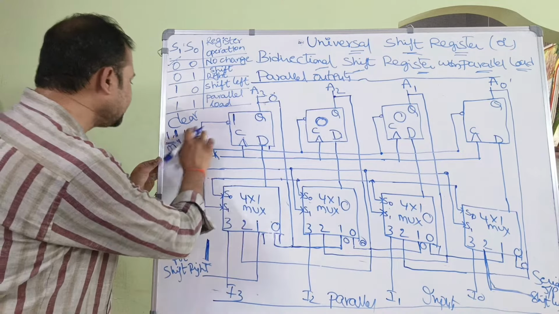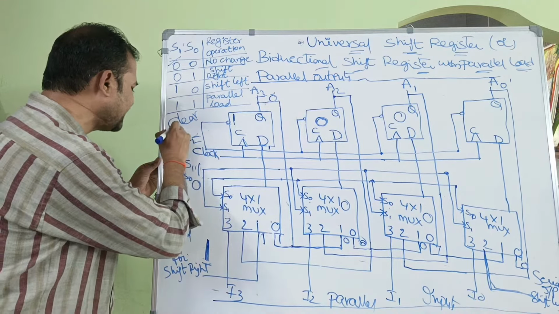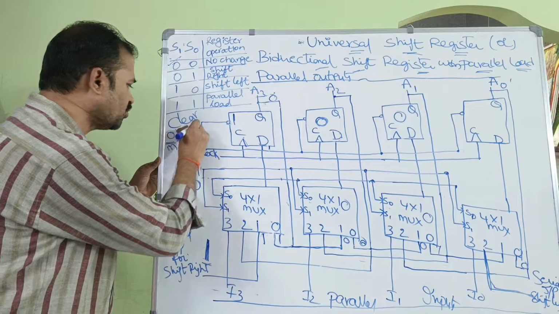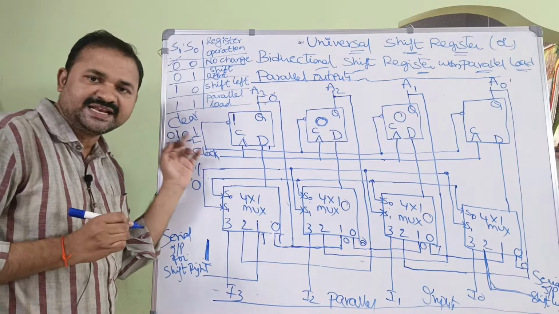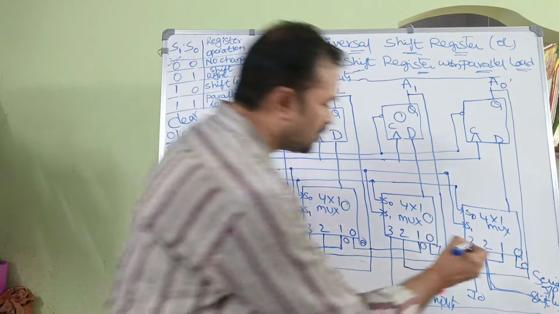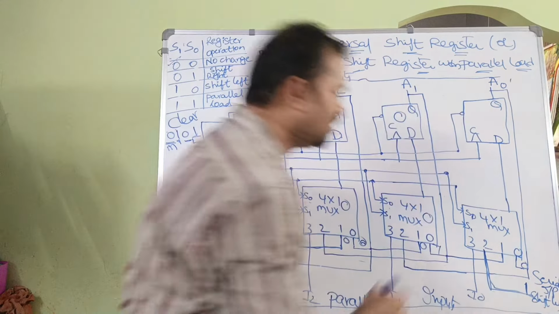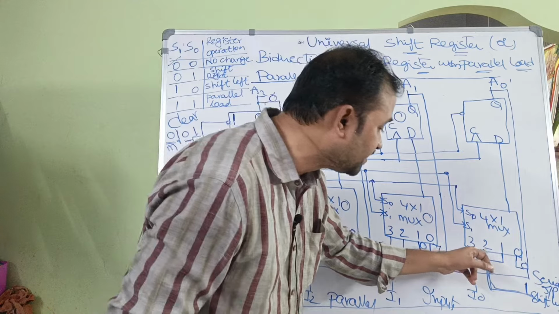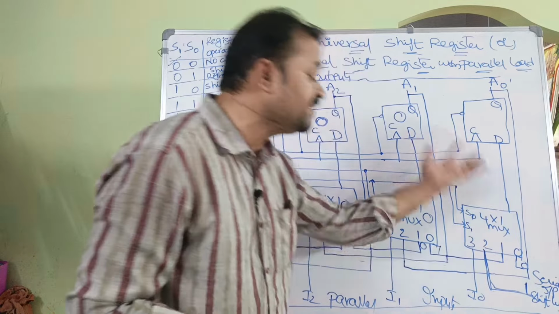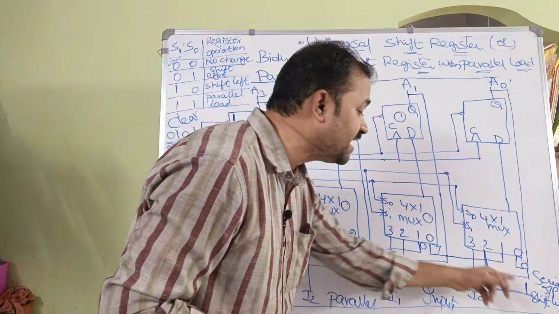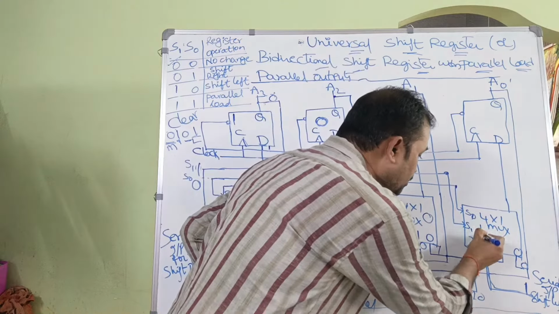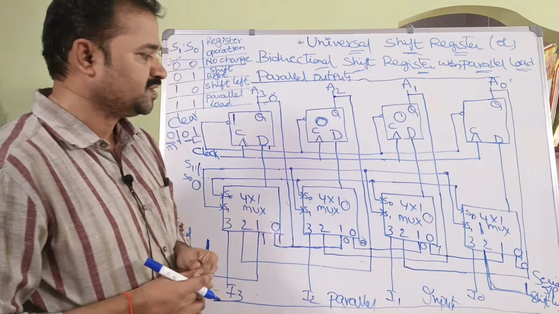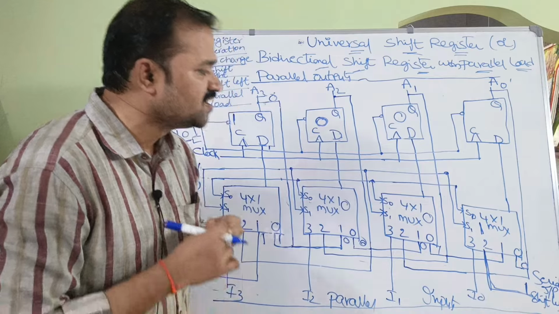Let the register contain 0 1 0 1. First, what is the serial input? 1 is the serial input. If the selection inputs are 1 0, then what will happen? This second data input line will be selected. What does this second data input line contain? 1. So now the multiplexer contains 1.